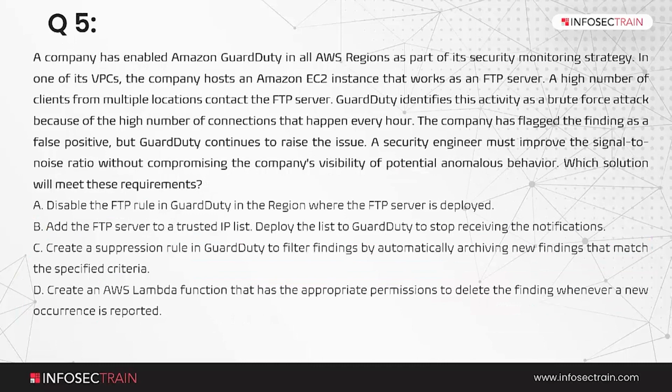And the last one is: a company has enabled Amazon GuardDuty in all AWS regions as a part of its security monitoring strategy. In one of the VPCs, the company hosts an Amazon EC2 instance that works as an FTP server. A high number of clients from multiple locations contact the FTP server. GuardDuty identifies this activity as a brute force attack because of the number of connections that happen every hour. The company has flagged the finding as a false positive, but GuardDuty continues to raise the issue. A security engineer must improve the signal to noise ratio without compromising the company's visibility of potential anomalous behavior. Which solution will meet these requirements?